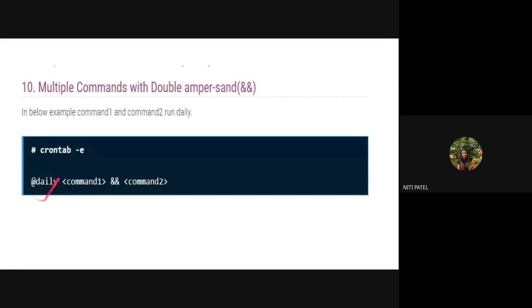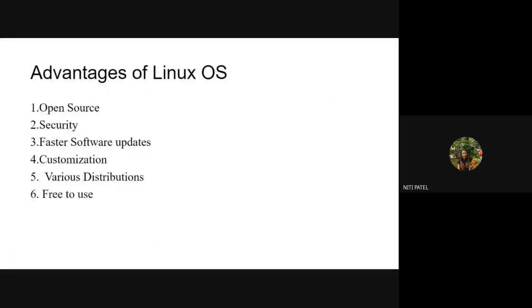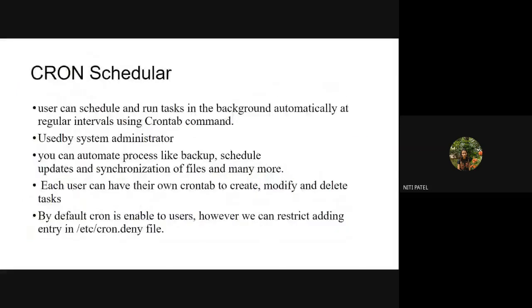Again, when I'm writing @daily, at what time? At midnight, 12 o'clock. Every day, command 1 will be executed in the background and command 2 will also be executed in the background. If I write @yearly, command 1 and command 2, which means what? Once in a year, command 1 and command 2 both will be running in the background at the same time. This is how you can combine multiple commands. So this was all about your cron scheduler.